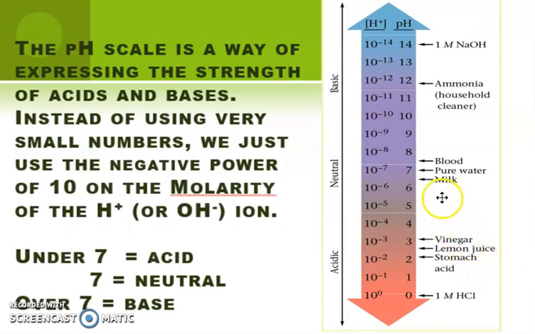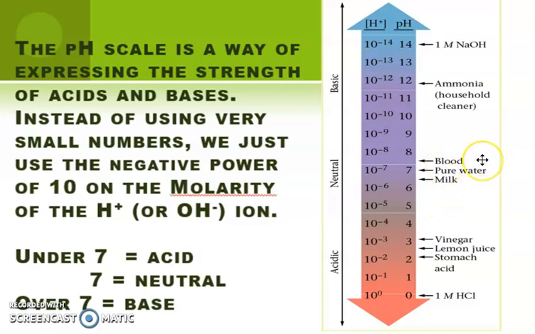Okay, so here is that pH scale, and notice that under 7 is acid, 7 is neutral, and over 7 is a base. When you look at this, it shows the relationship between that number and that negative exponent. It also shows some typical things, like stomach acid and vinegar. Again, they always show those ones.